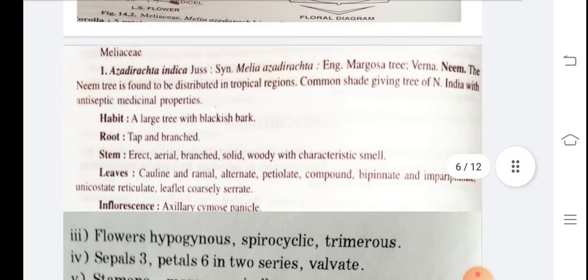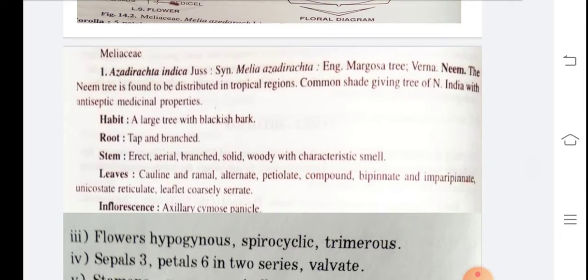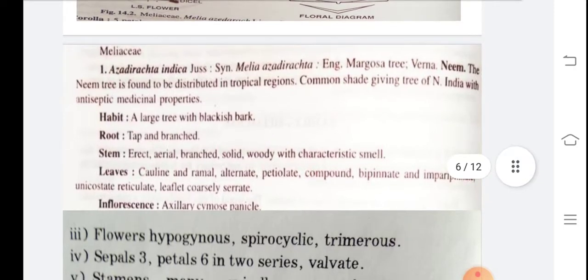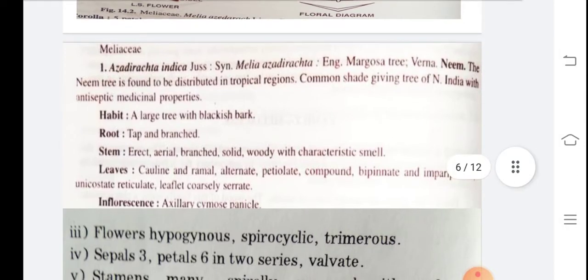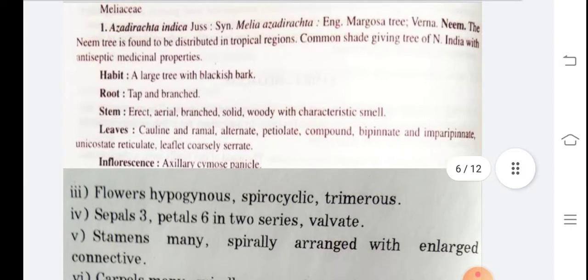So it is commonly called in English the margosa tree, or the neem tree. It is distributed in the tropical region. Commonly it is in North India, and it has some medicinal properties. Habit: it is a large tree with blackish bark. Then the root system is taproot and branched. Stem is erect, aerial, branched, solid and woody. Characteristic smell is a character.